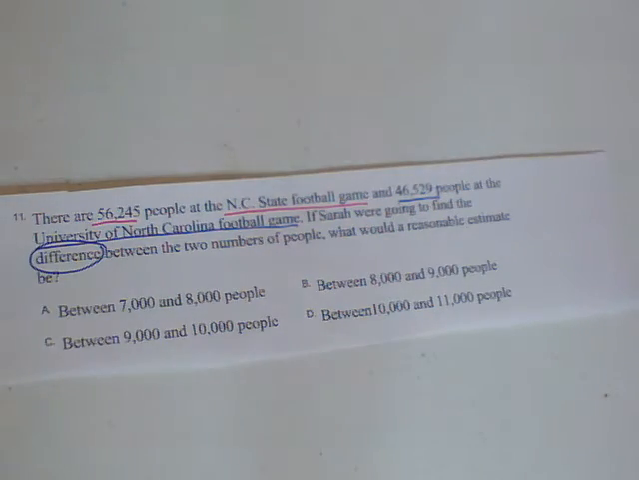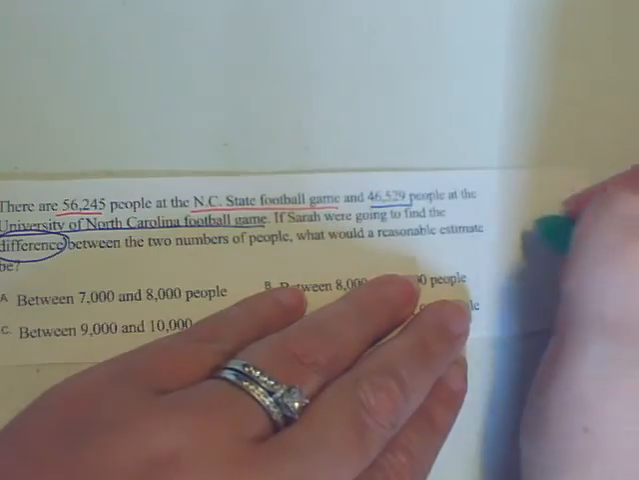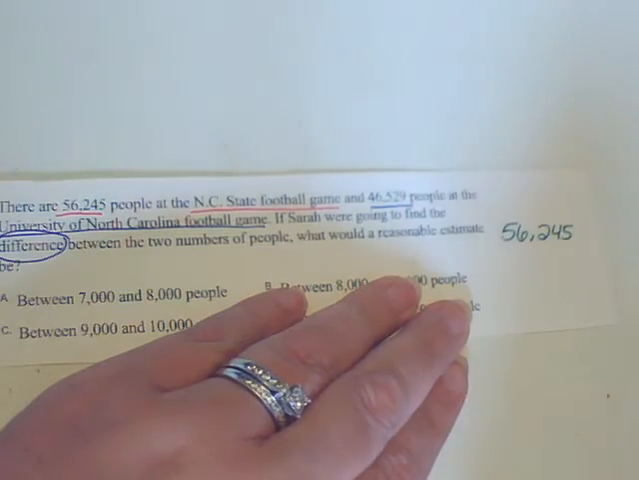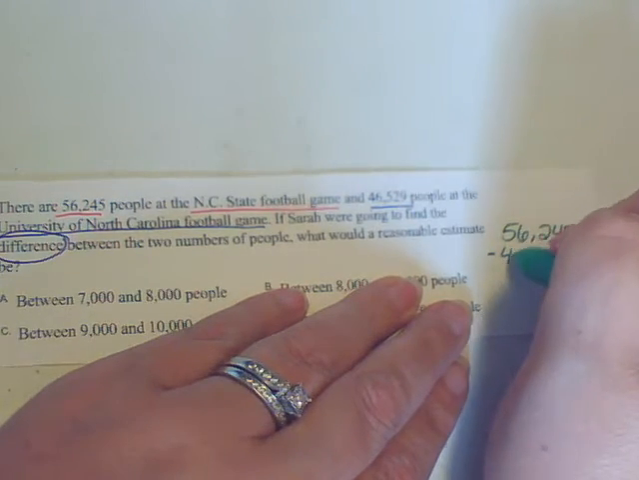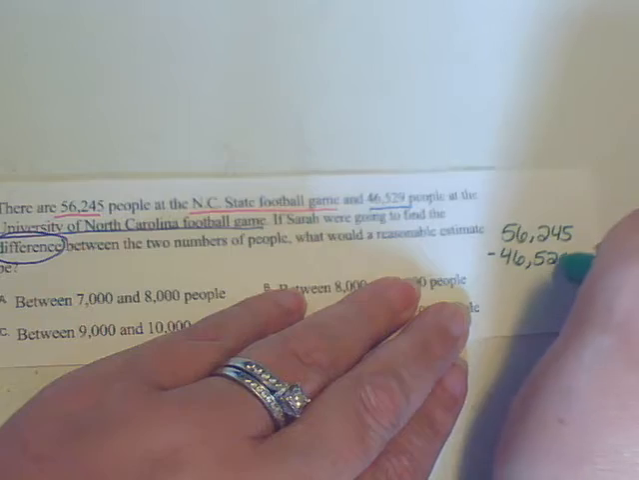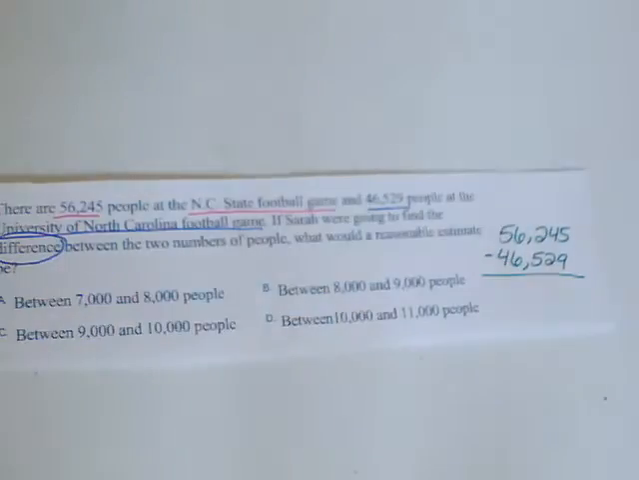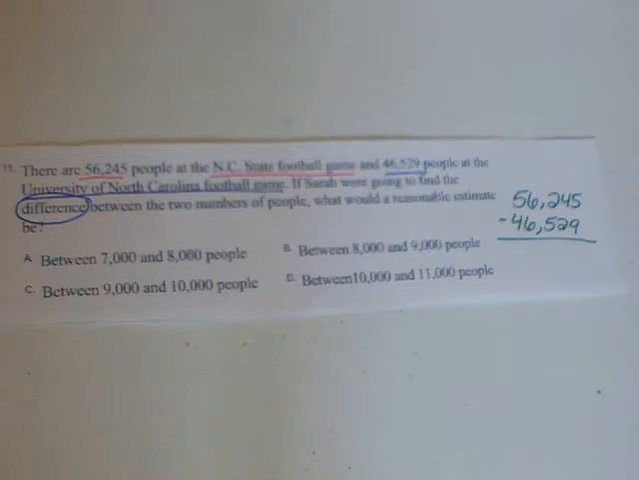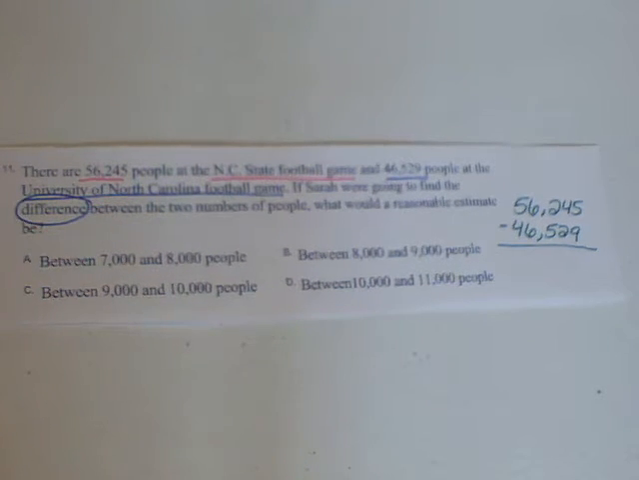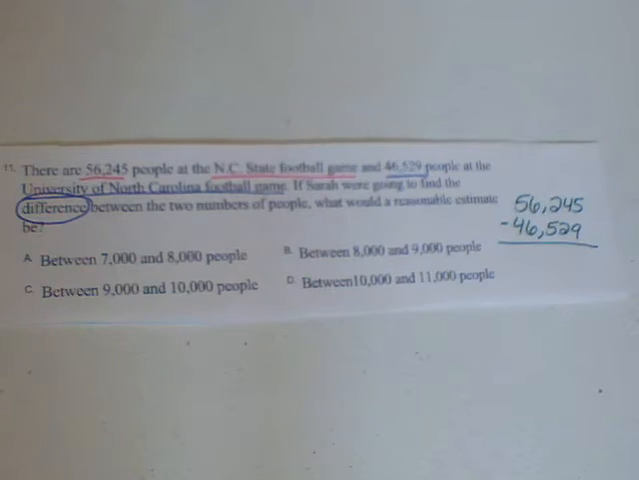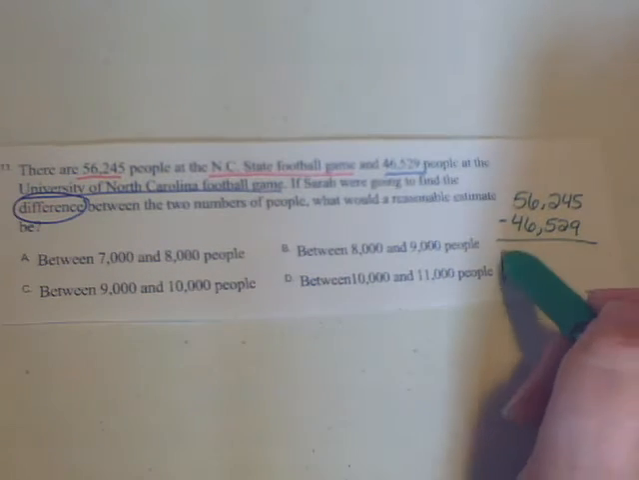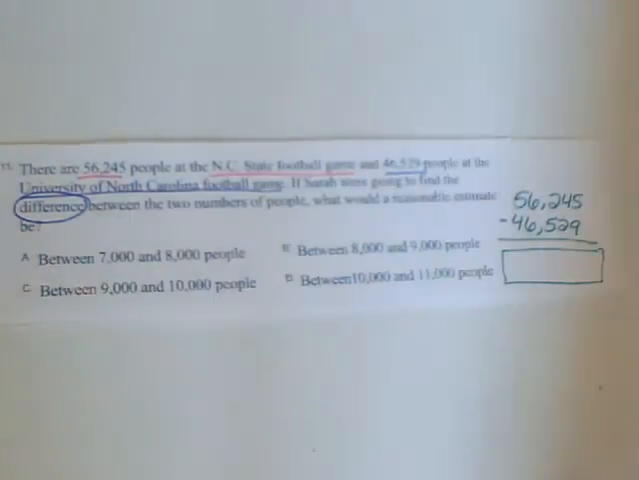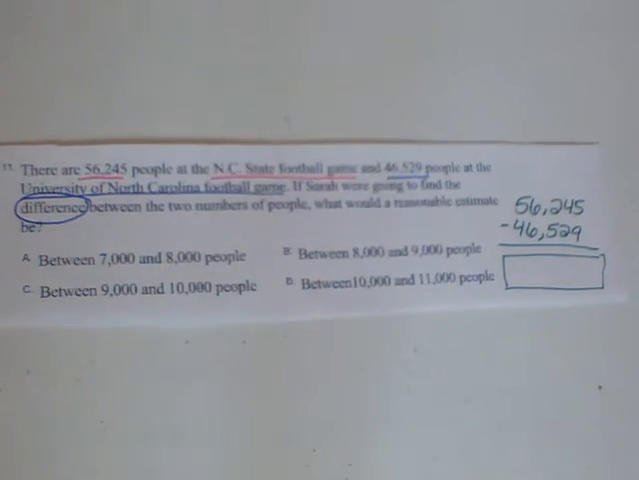Okay, if she's finding the difference, that means she's taking 56,245 and she's subtracting 46,529. What would be a reasonable difference between the number of people at both games? Once you figure that out, you can go ahead and figure out which category that would fall in.